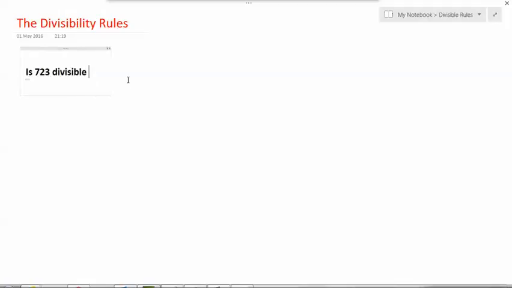We could try dividing 723 by 3, or use the 3 rule, which is add the digits up and see if the answer is divisible by 3. 7 plus 2 plus 3 is 12, and 12 is divisible by 3. So 723 is divisible by 3.